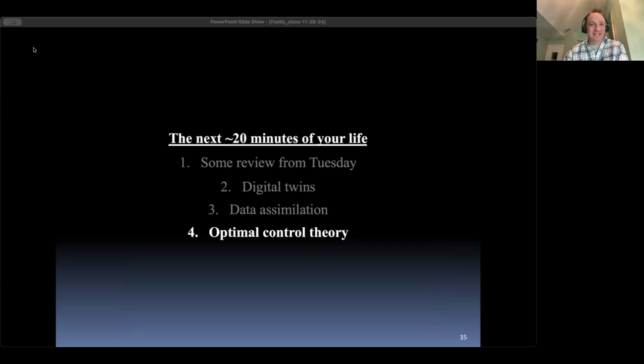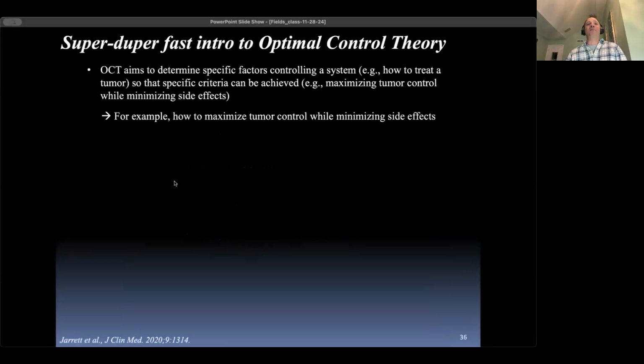Okay. Then I go over here and go back to here. All right, so this is back to our optimal control theory business. Optimal control theory aims to determine the specific factors controlling a system so that specific criteria can be achieved. So for us, maybe how to maximize tumor control while minimizing side effects. These are the two things you want to optimize. Of course, you can maximize tumor control by just ramping up the radiation or ramping up the systemic therapy, but you're going to do a ton of damage to the patient. So we have to figure out how to maximize one while minimizing the other, right?